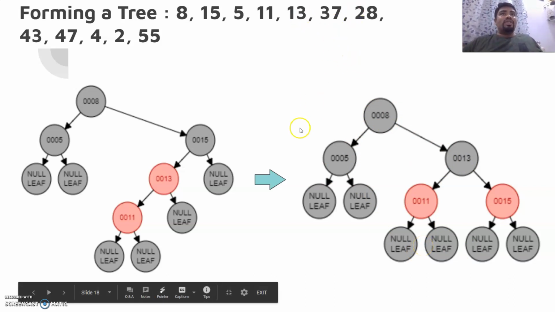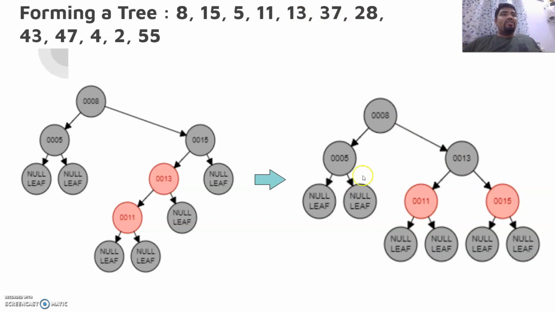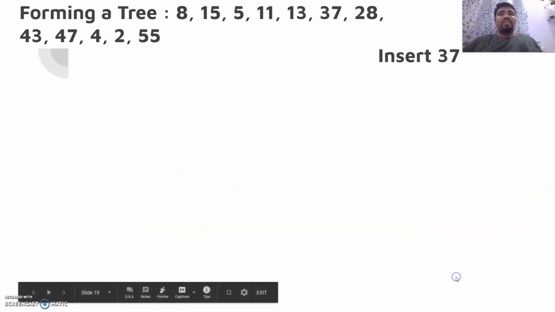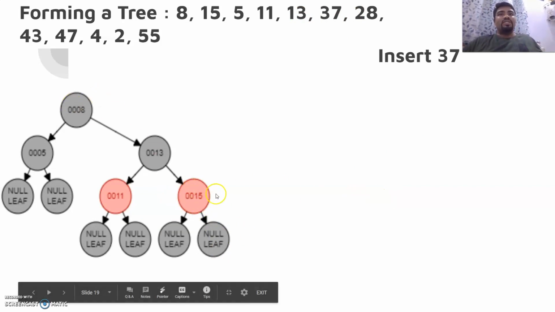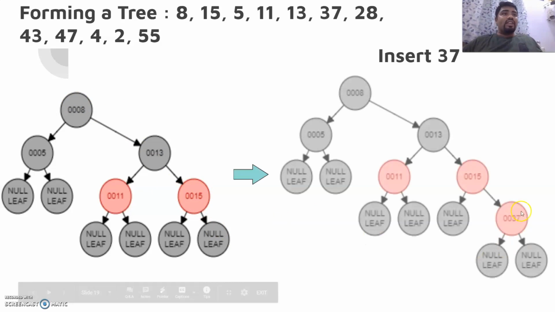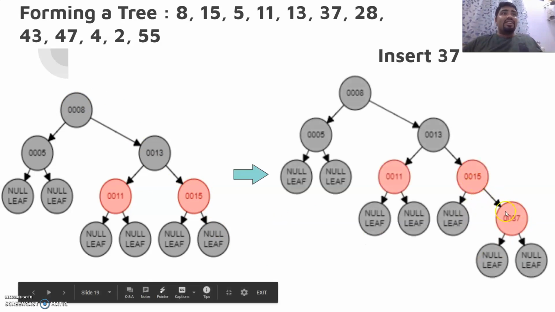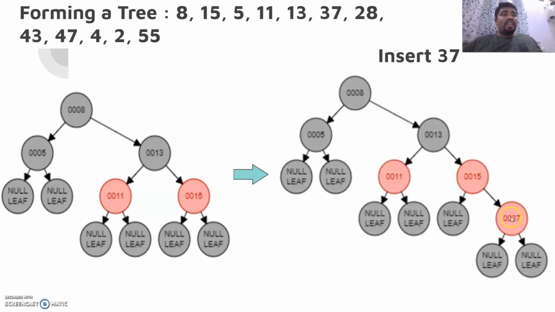So after 13, we are going to insert 37. So let's see how we'll insert 37 in this particular tree. So here we have the tree. We are inserting 37. Where will 37 go? It will go to the extreme right because it is even greater than 15. So you can see it will look like this. Now again, it is a red-red parent-child conflict. Now in this case, who will 37 look for? He'll look for his uncle.